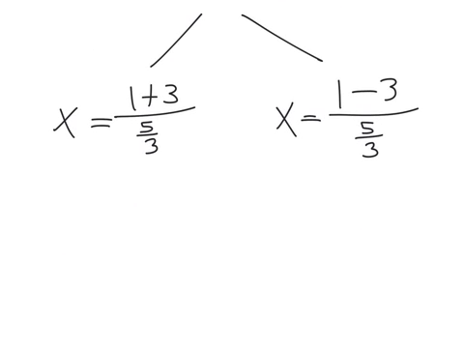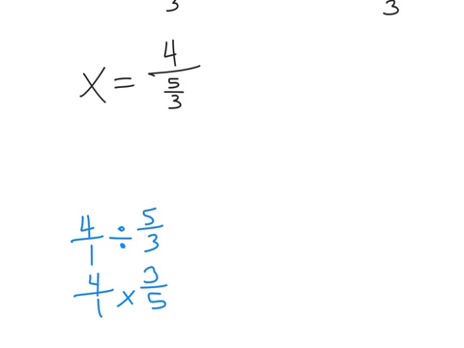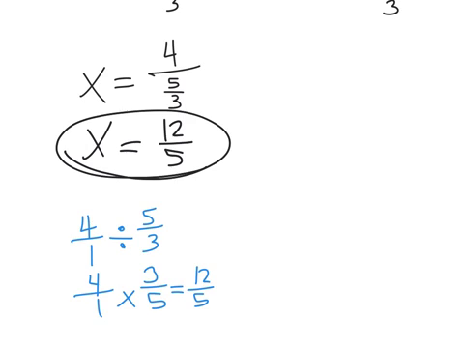So now we're going to keep going. So this becomes 4 divided by 5/3. What does that mean you're going to have to do? It means over here on scratch paper, you're going to have to do 4 divided by 5/3, which is 4 over 1 times 3 over 5, so that becomes 12/5. So this whole thing right here, x equals 12/5. There's your answer right there.